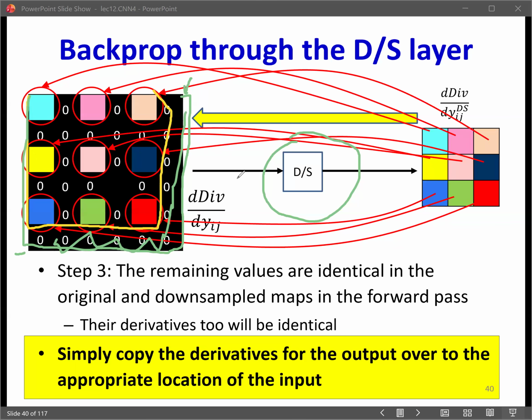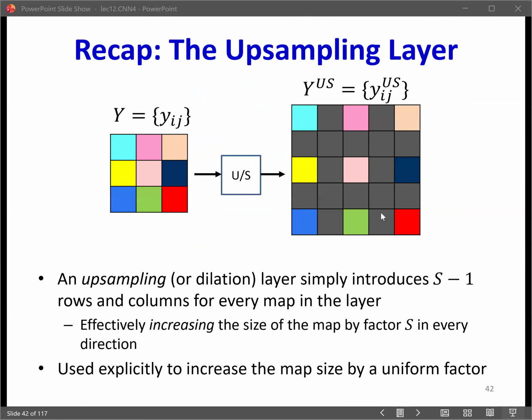That clarify, guys? Right. So you'd always start from the top left. That's always a convention, Adil. Okay? All right. Now, what about upsampling? In upsampling, you're introducing S-1 rows and S-1 columns of zeros between adjacent rows and columns. So this is what happens, right?